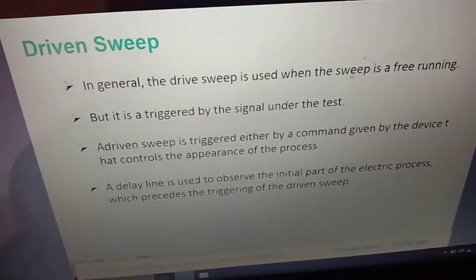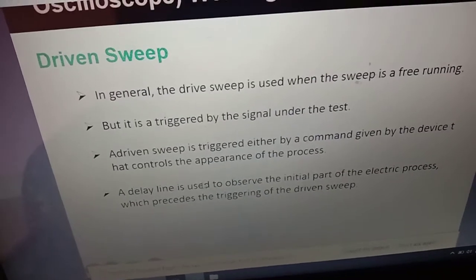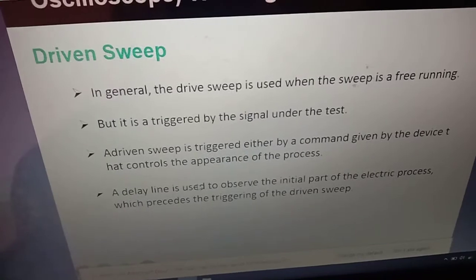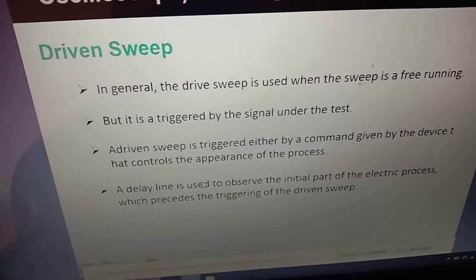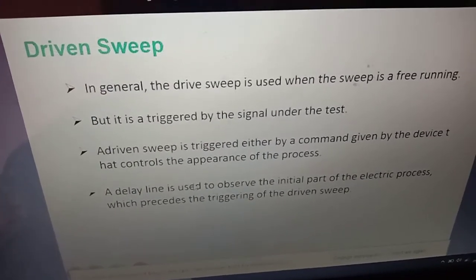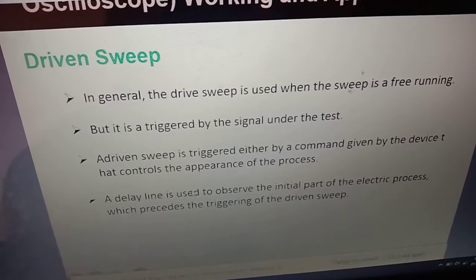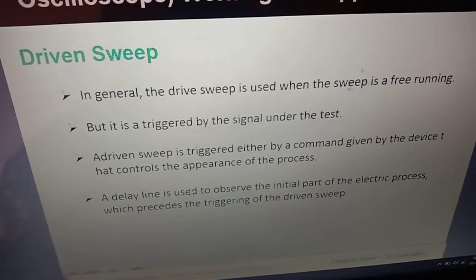Driven sweep. The driven sweep is used when the sweep is free running, but it is triggered by a signal under the test. For the test signal only, we will use the driven sweep. It is triggered either by a command given by the oscilloscope or the appearance of the processor.